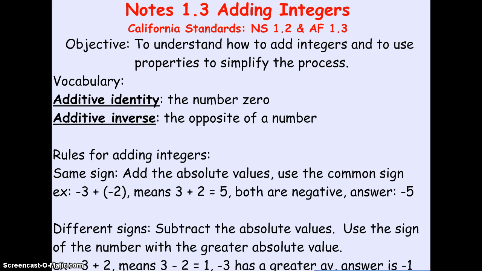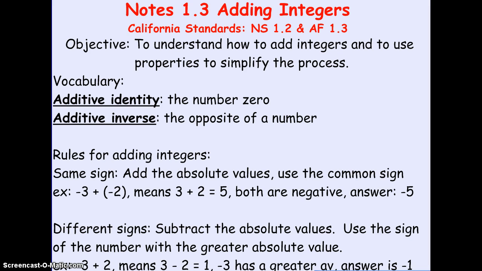Our rules for adding integers: if the signs are the same, add the absolute values, use the common sign. For example, -3 plus -2 means 3 plus 2, which is 5, and the common sign is negative, so the answer would be -5. If they are different signs, you subtract the absolute values.